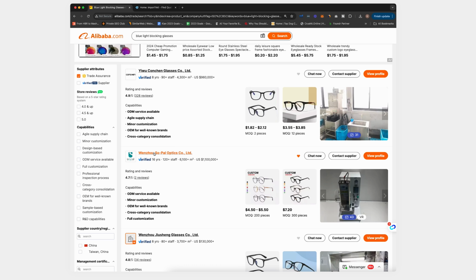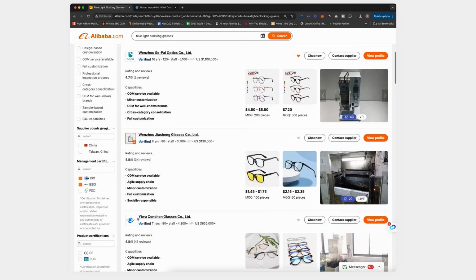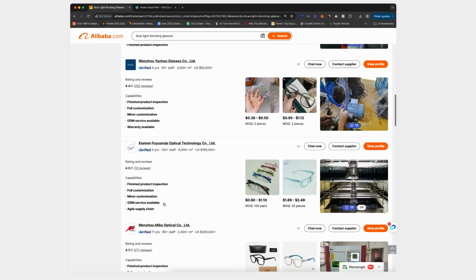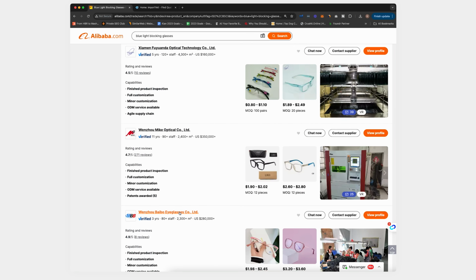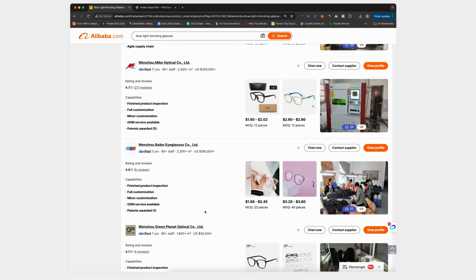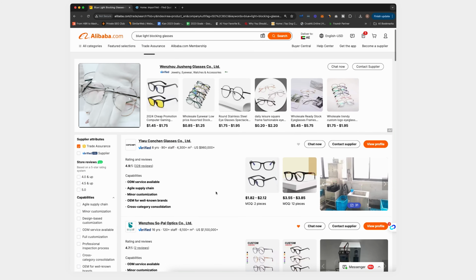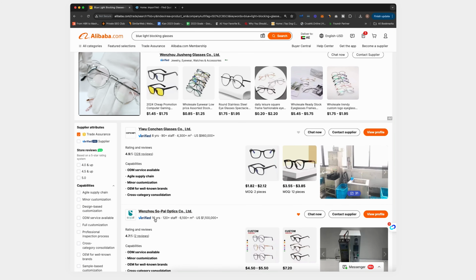So we can see here, Yiwu, Wenzhou, Yiwu, Guangzhou, Wenzhou, Xiamen, Wenzhou. So Wenzhou is the most frequent, so that's probably the area which specializes in glasses. Next, as you can see here, how many years have they been on Alibaba? 16 years versus 8 years.